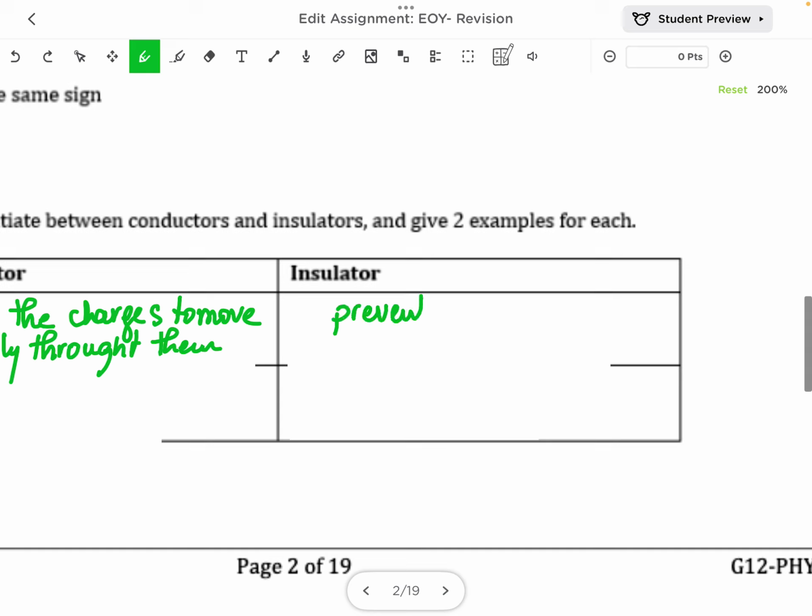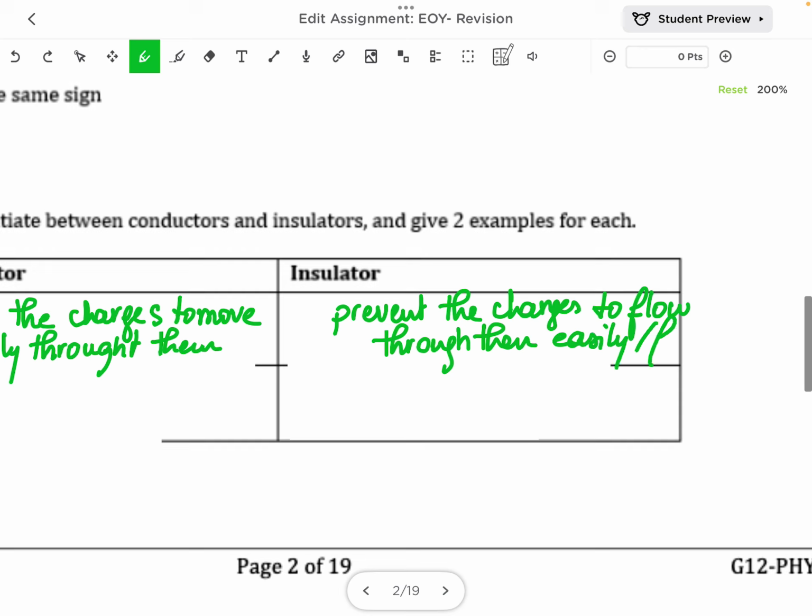They prevent, meaning they don't allow, the charges to flow through them easily, freely. Anything like that, both are fine.